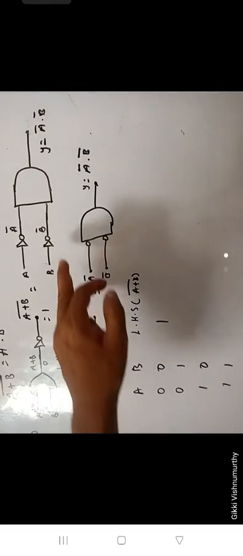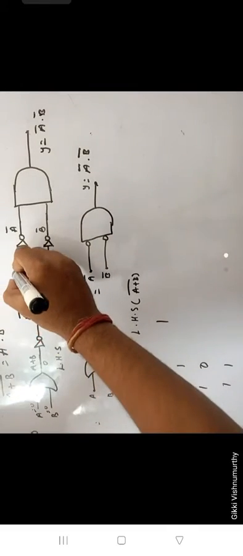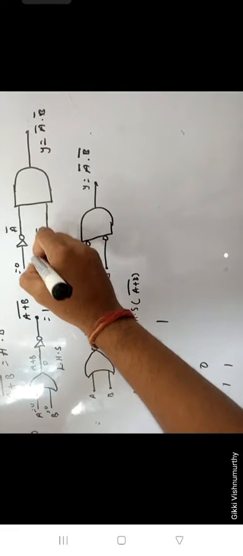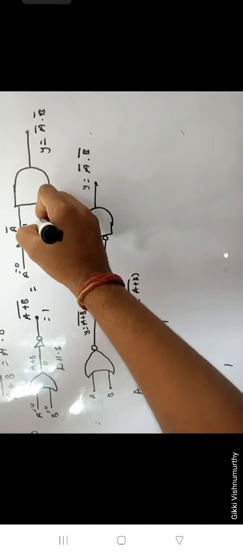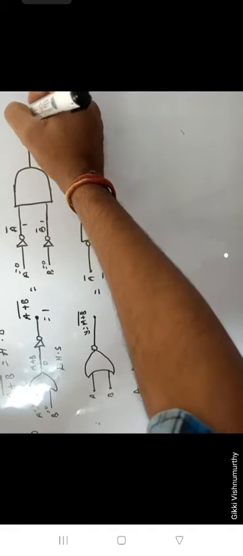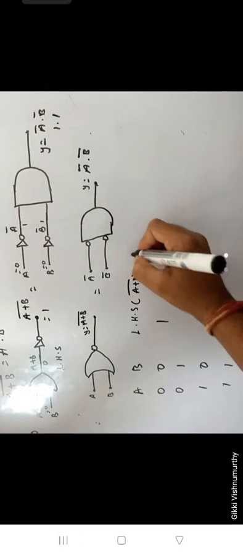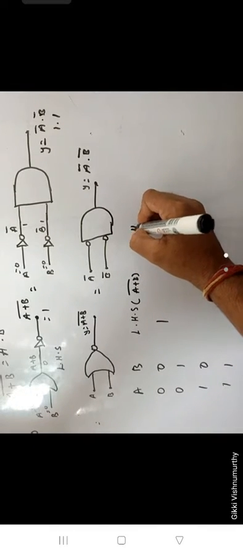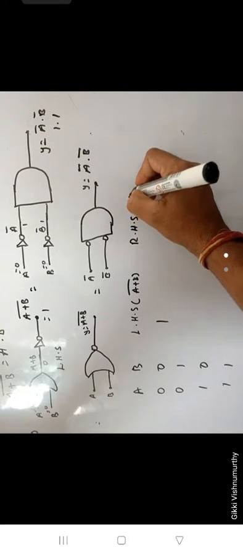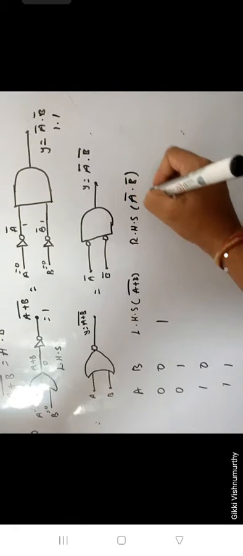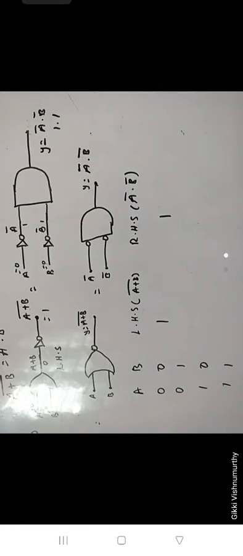For the right hand side, we have A equal to 0 and B equal to 0. Now converting to the inverse, that is 1, 1, and the output is 1 dot 1, which is equal to 1. So RHS, that is A bar dot B bar, is equal to 1 for the first condition.